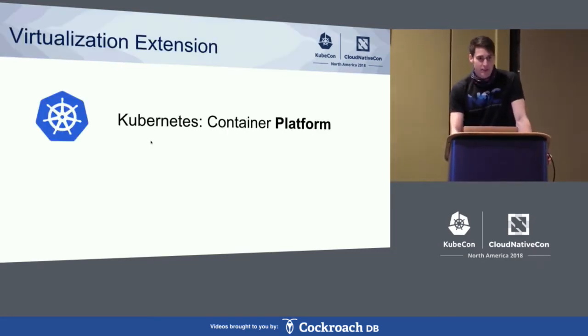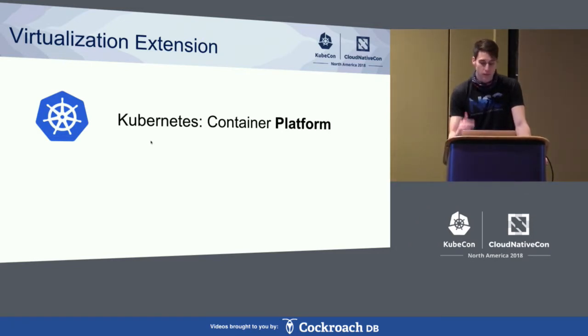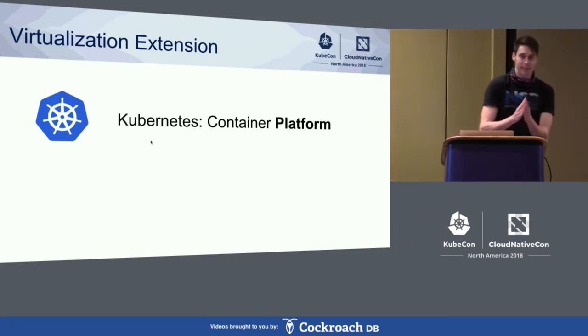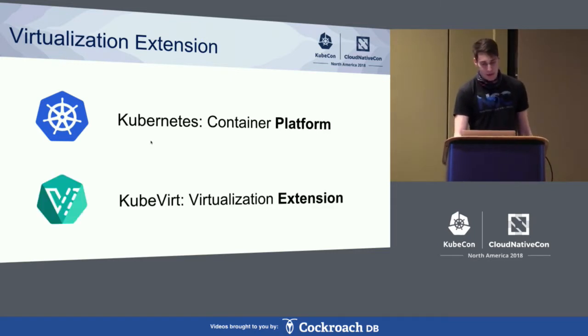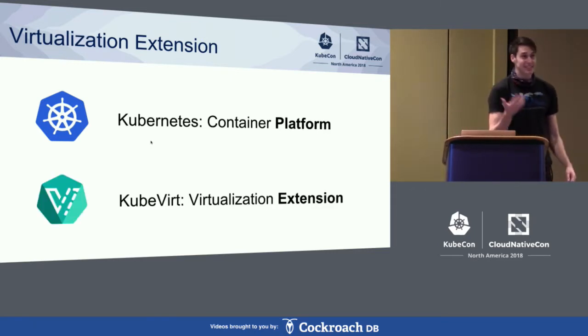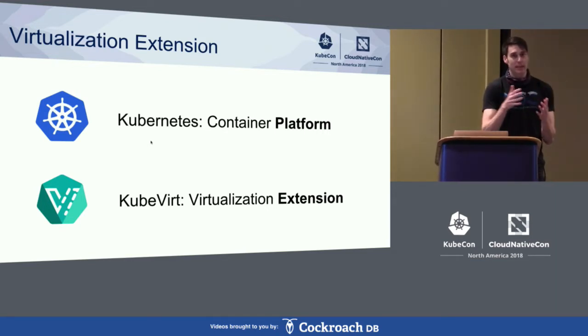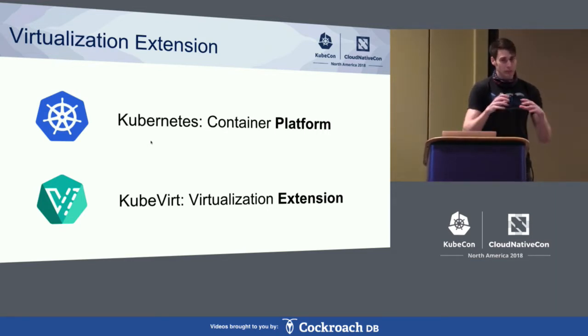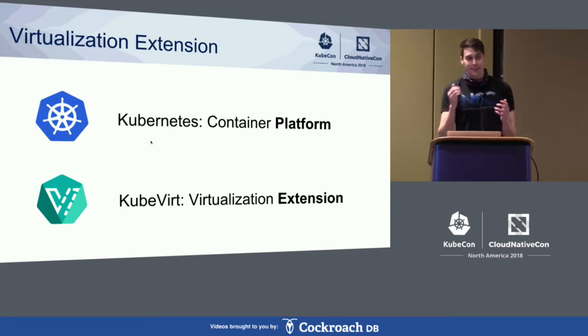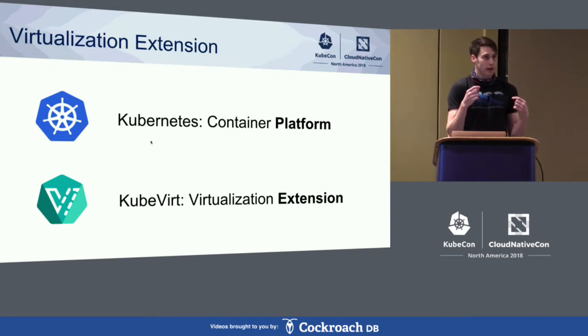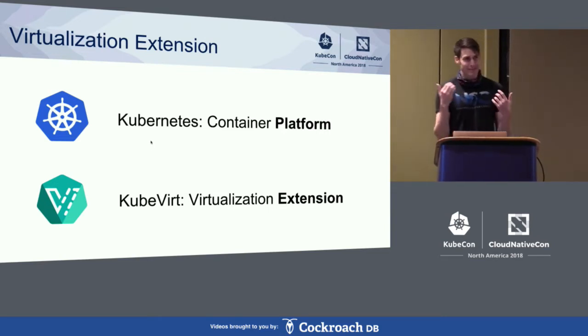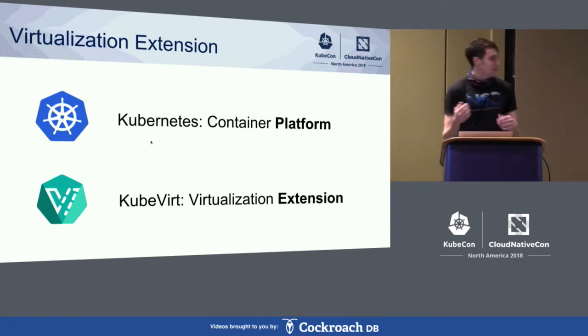So, I'm going to just give an overview of the KubeVirt project and what we're doing here. Kubernetes is a container platform. And KubeVirt is a virtualization extension for Kubernetes that allows us to run virtual machine workloads side by side with container workloads. And from a really high level, what I'm talking about here is giving Kubernetes the same kind of ability to do the use cases that you might use something like OpenStack for.